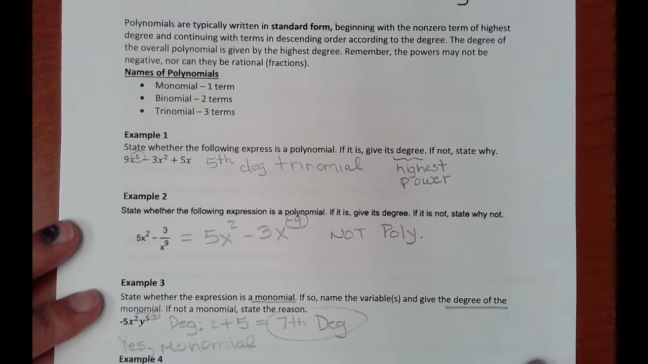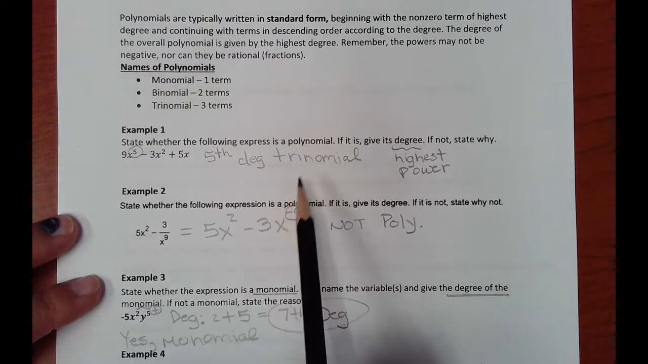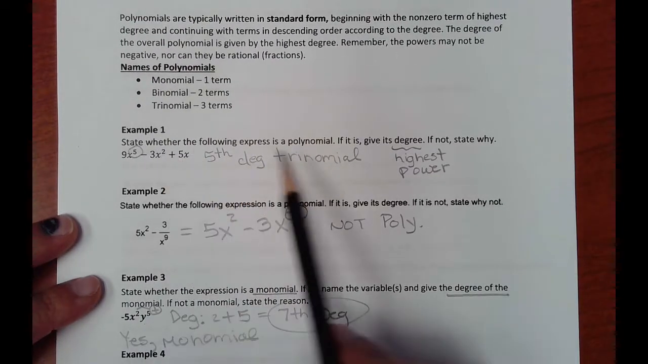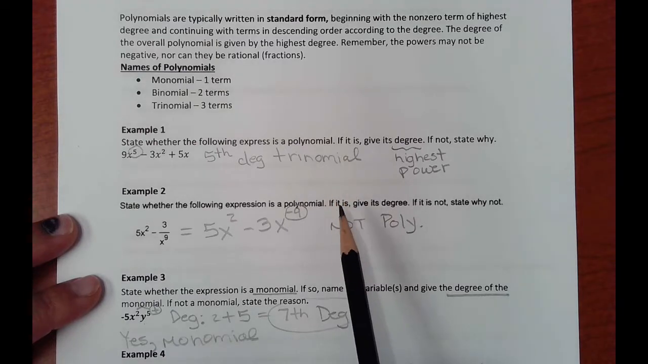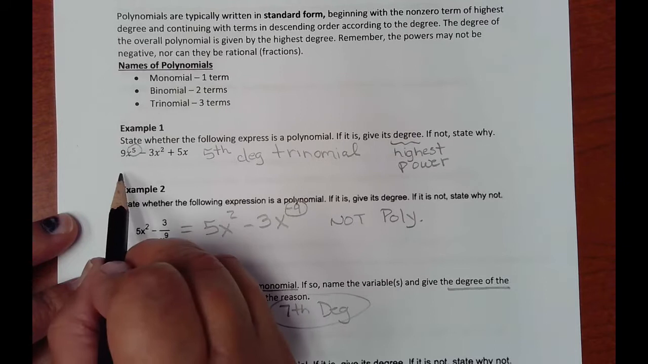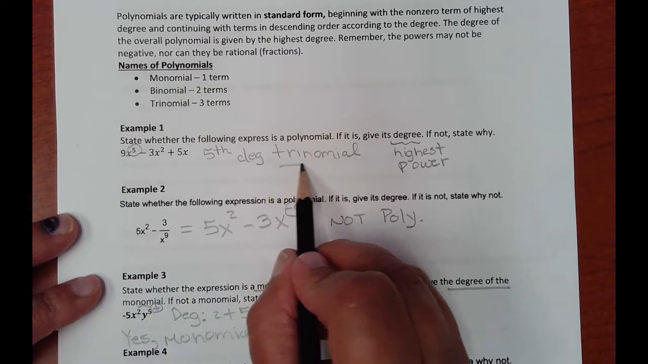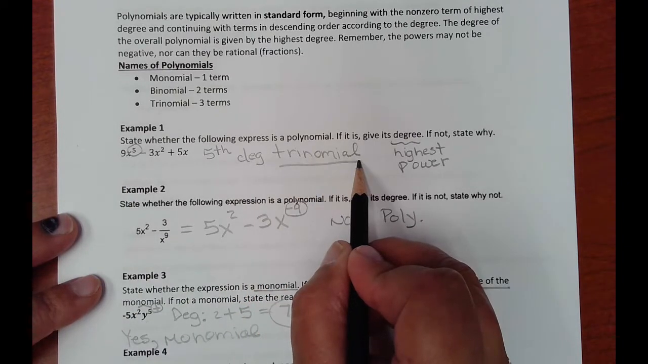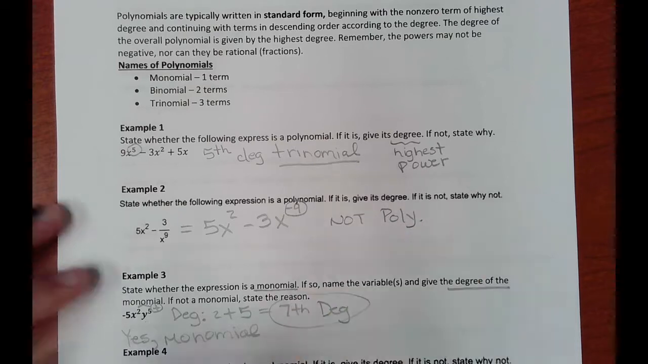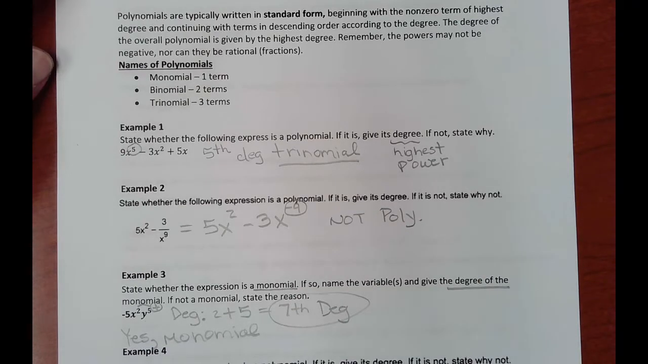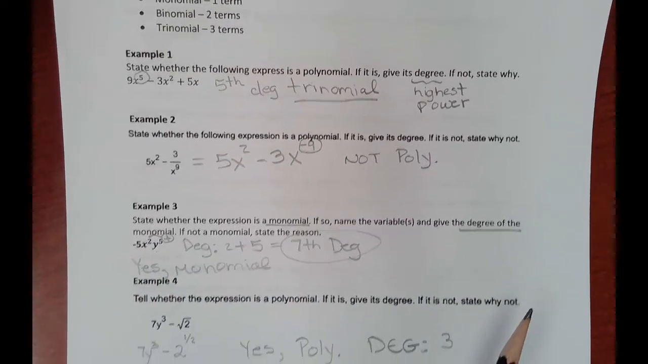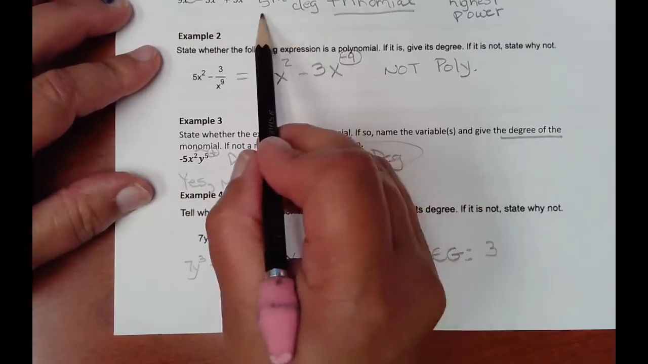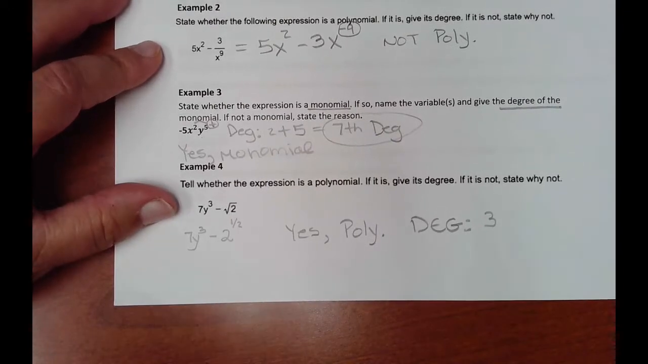Okay, make sure that I've answered everything here. Here they wanted to state whether it's a polynomial. Yes, it was a polynomial. In fact, I went on to give the specific type of polynomial that it was. And the highest degree, the highest power, gave us the degree. So we answered both questions there.